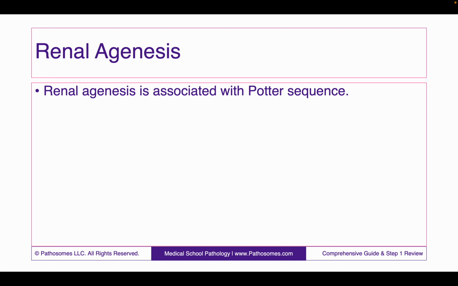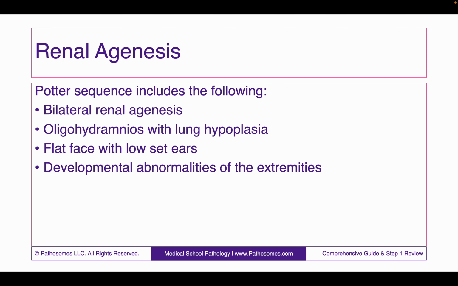Renal agenesis is associated with Potter sequence, right? You remember Potter sequence, oligohydramnios and whatnot. Potter sequence includes the following: bilateral renal agenesis, oligohydramnios with lung hypoplasia, flat face with low set ears, and developmental abnormalities of the extremities. Potter sequence.